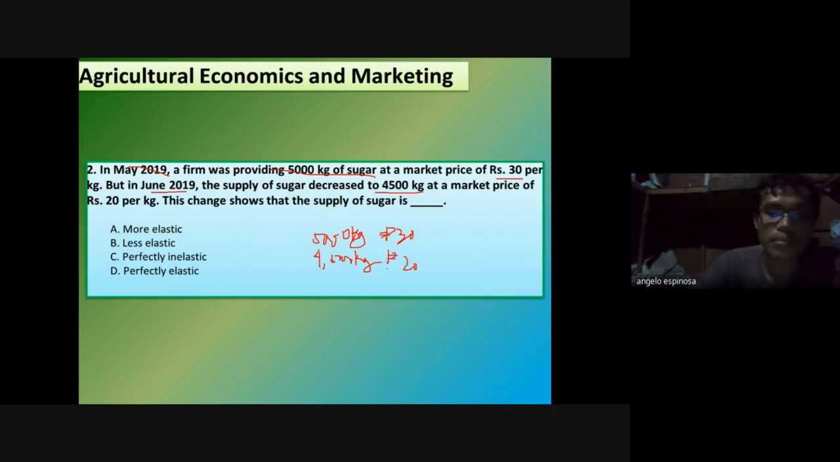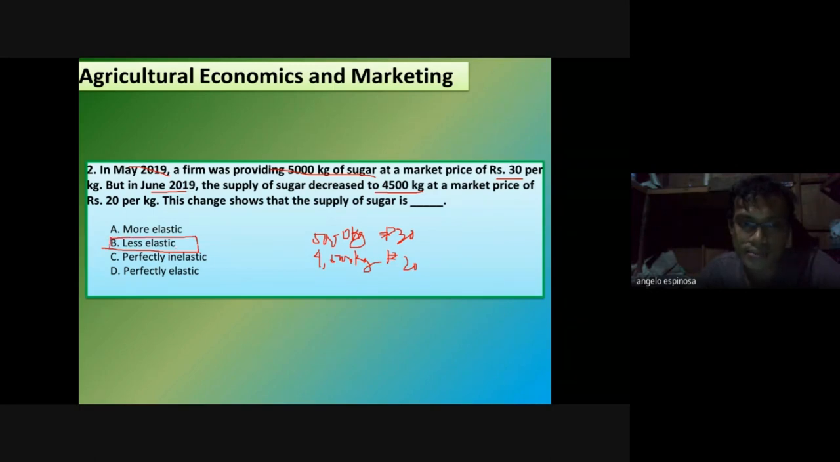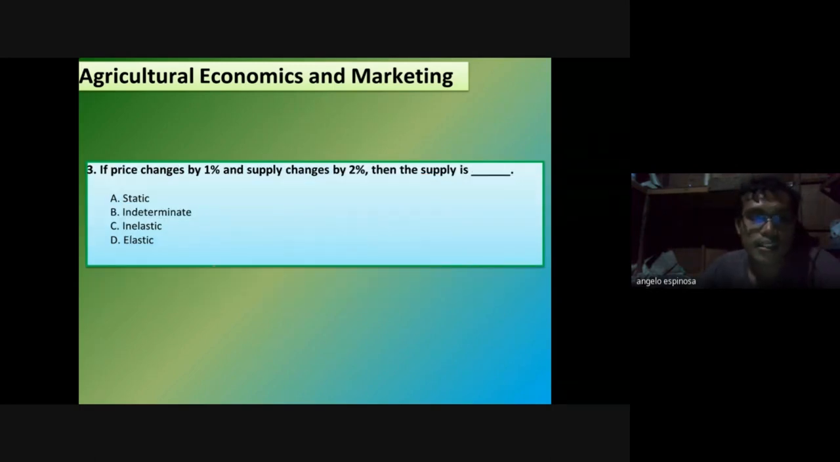So, this is an example of what? The correct answer is less elastic. This is an example of less elastic. Next, number 3: if a price changes by 1% and a supply changes by 2%, it means that supply is higher relative to price, or that it is being sensitive. Then automatically, that is letter D. That is being sensitive to 1% or to a little amount of price changes. Supply is being sensitive, because the change in supply is higher than the change in price.